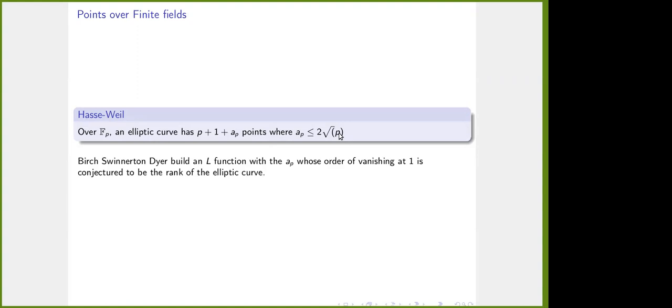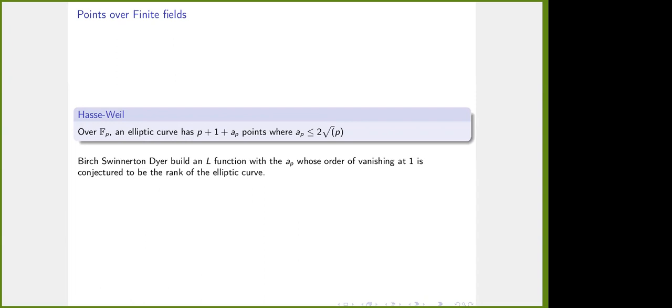So Birch and Swinnerton-Dyer use this error term to construct an L function, and the conjecture is that the order of vanishing of the L function at the point 1 is basically the rank of the elliptic curve. There's a lot of research about this rank, precisely because we do not know if the rank is bounded. It's an open problem whether the rank of an elliptic curve is bounded or unbounded.